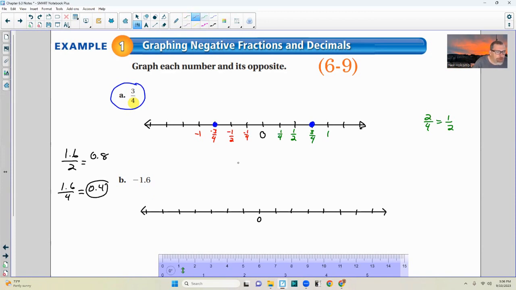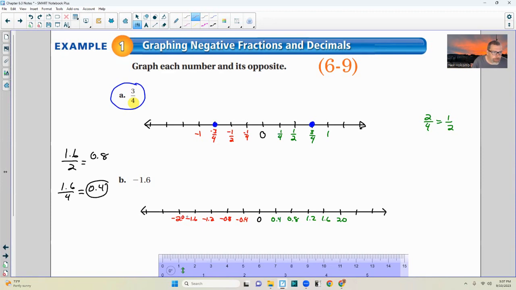Also, let me switch to red. So this will be negative 0.4, and then another one would be negative 0.8, this would be negative 1.2, this would be negative 1.6, and this would be negative 2. That's going in fours: 4, 8, 12, 16, 20, 24, 28 if I continued. Then on the other side is the positive 0.4, 0.8, 1.2, 1.6, 2.0. I should probably put a 0.0 there as well.